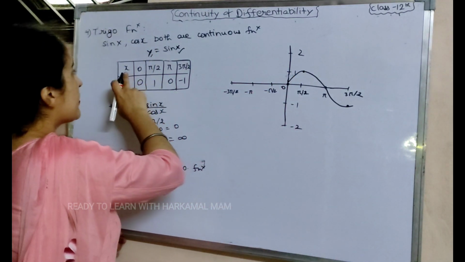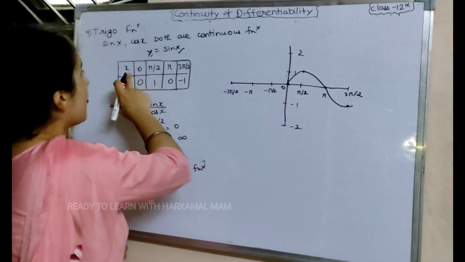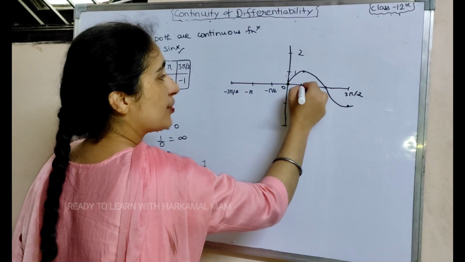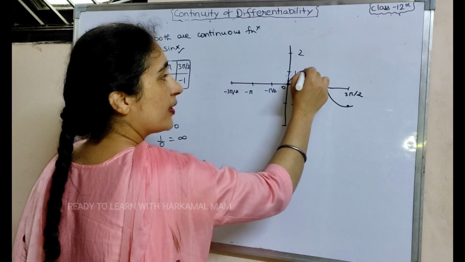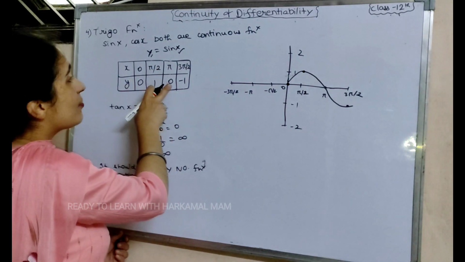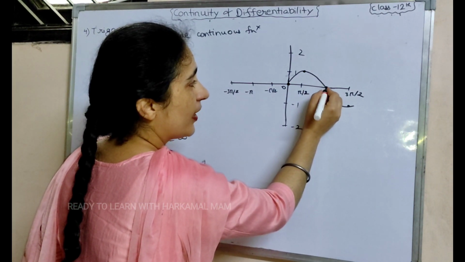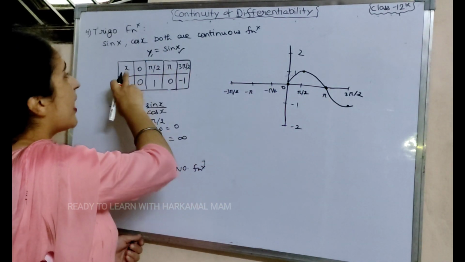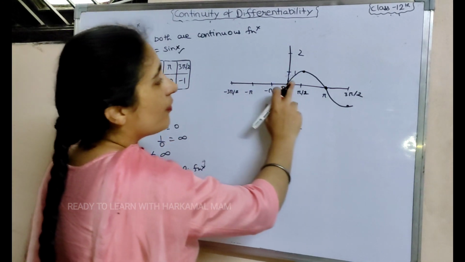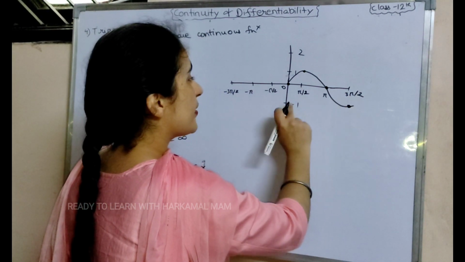Here it is: when x is 0, y is 0. When x is pi by 2, y is 1. Here is the point. When x is pi, then y is 0. Here is the point. Then when x is 3 pi by 2, the value of y is -1. Here is the point.